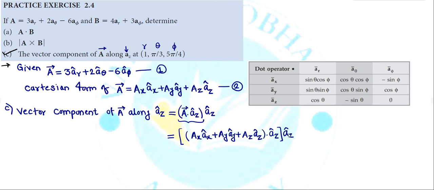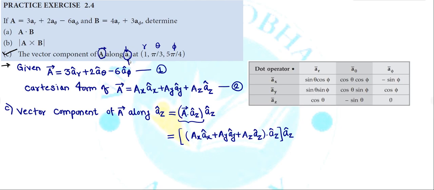If you have referred to my previous video, there we found what Ax, Ay, and Az are and all that. But for this numerical, we are concerned only with the vector component of your vector A along the Z direction.